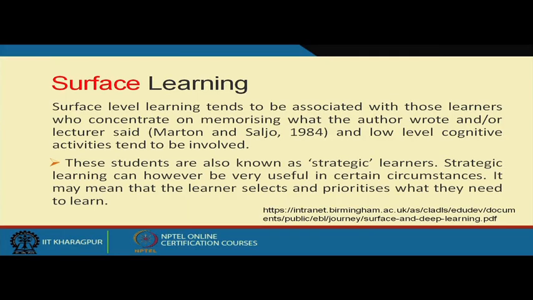So, these students are the strategic learners. What is the meaning of strategic? Strategic learning can, however, be useful in certain cases, just before the exam to pass, to cover one or two points. It may mean that the learner selects and prioritizes what they need to learn. So, usually they look at the last 5 years' question papers and say this year this is very important, we have to pass the exam with only this. So, he prioritizes, right. So, these are the strategic level, right.